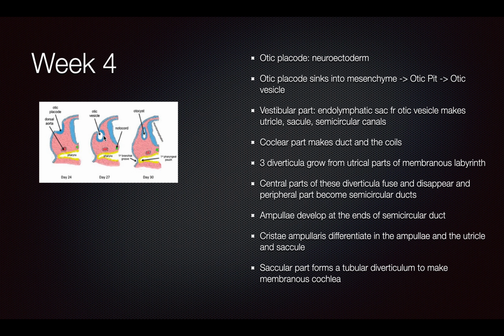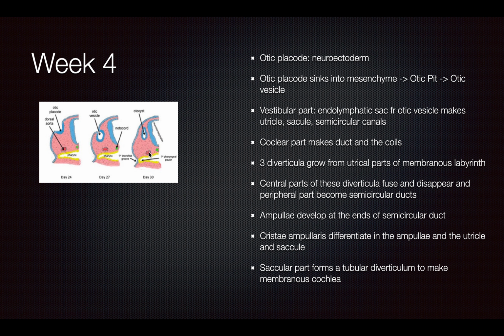The vestibular part of the ear, or the endolymphatic sac, will form from the otic vesicle, and that will make the utricle, the saccule, and the semicircular canals. The cochlear part will make the ducts and the coils. The 3 diverticula will grow from the utricle parts of the membranous labyrinth, and the central parts of these diverticula fuse and disappear, and the peripheral part will become the semicircular ducts.